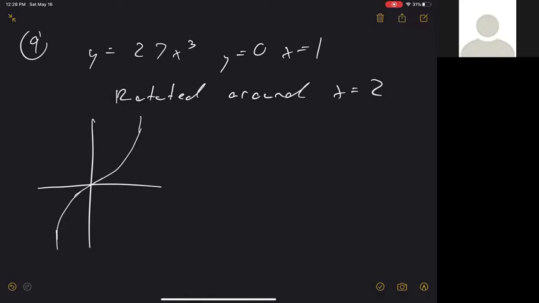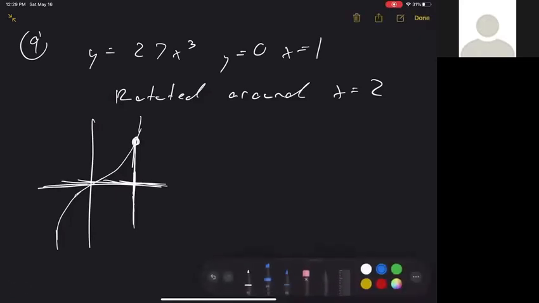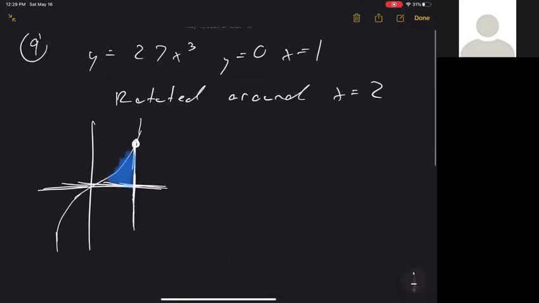And then y equals 0. That will just be the x-axis there. And then the line x equals 1. It's going to look like this. Now, this is not to scale. This point of intersection is going to be kind of far up. But this is enough to get an idea of what my 2D region is going to be. It should be this thing. And then I want to rotate around this line, x equals 2. So that's my step 1.